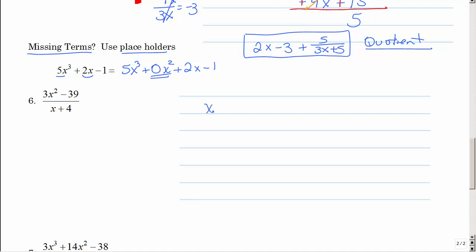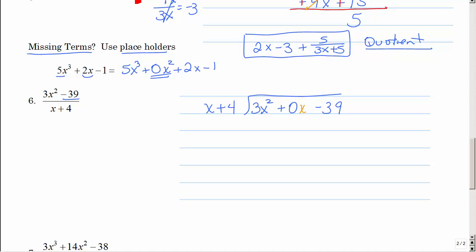So on number 6 we have x plus 4 divides into 3x squared, but we're skipping x. So I'm going to put in 0x minus 39. Now some students think that it's a little bit easier if you just put the 0, but you do need to understand that it is 0 x's. It's holding that spot for the x column.